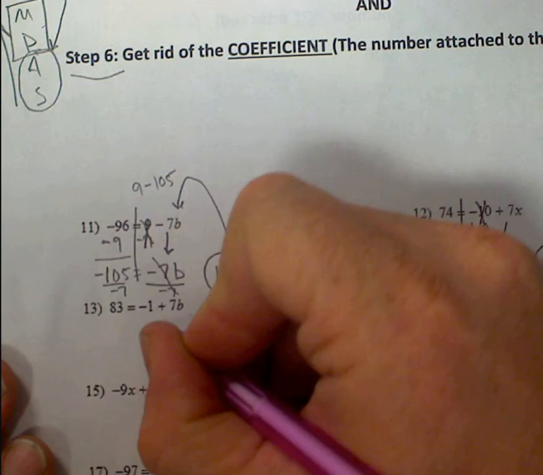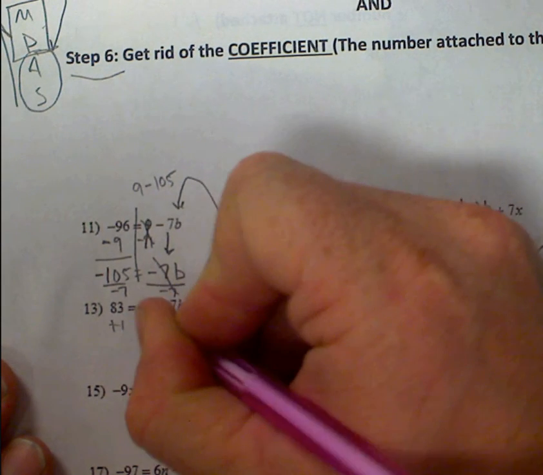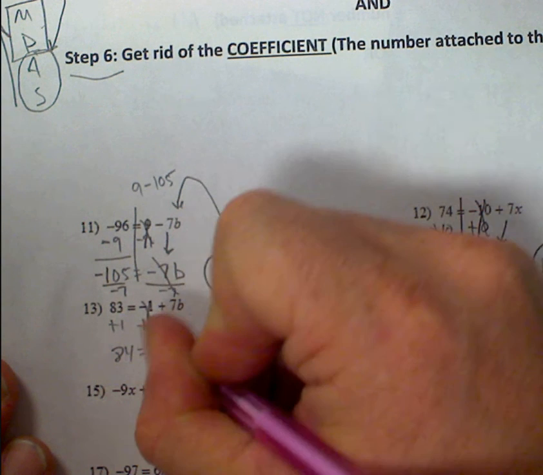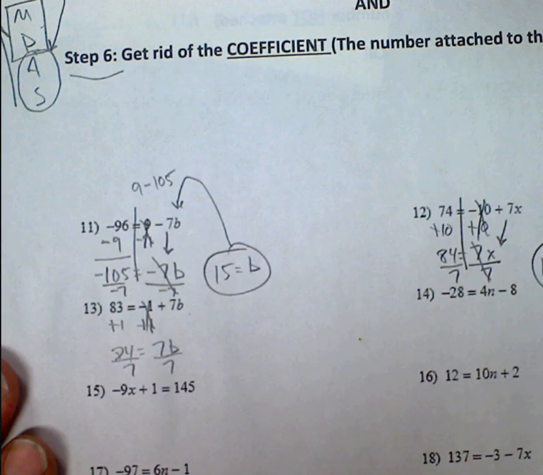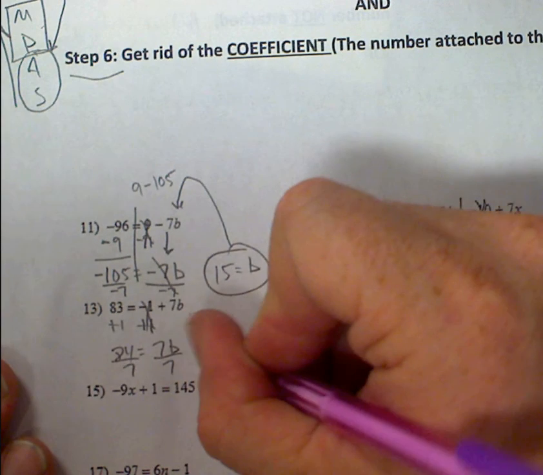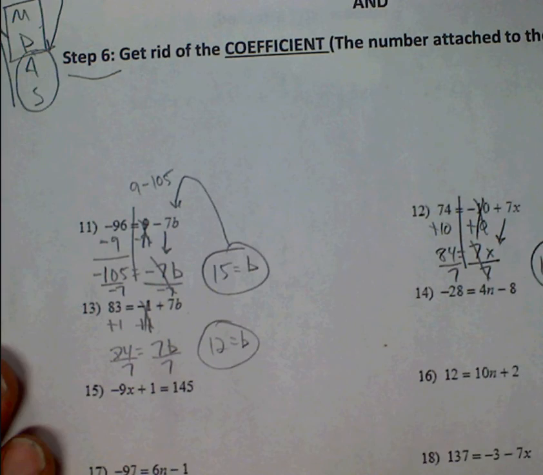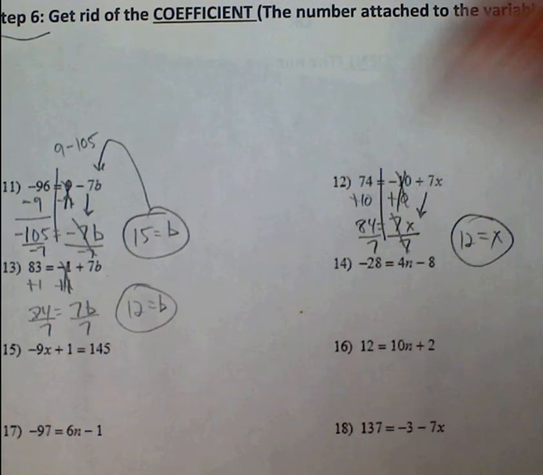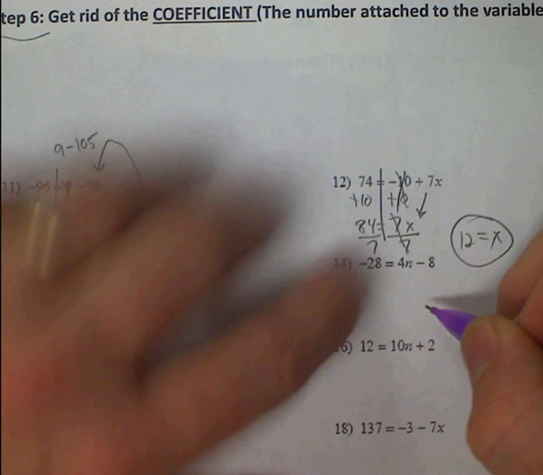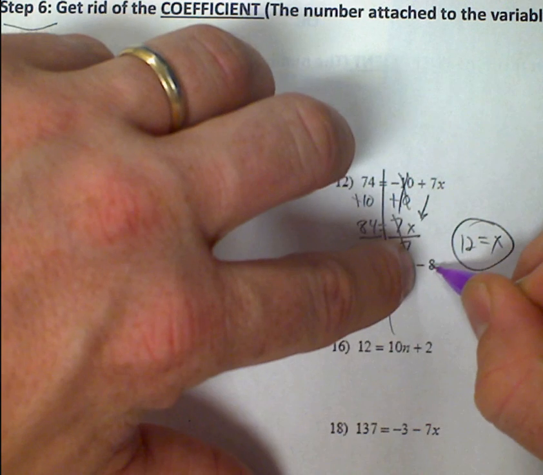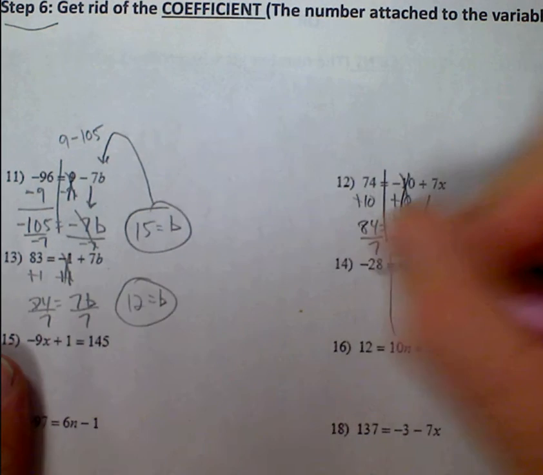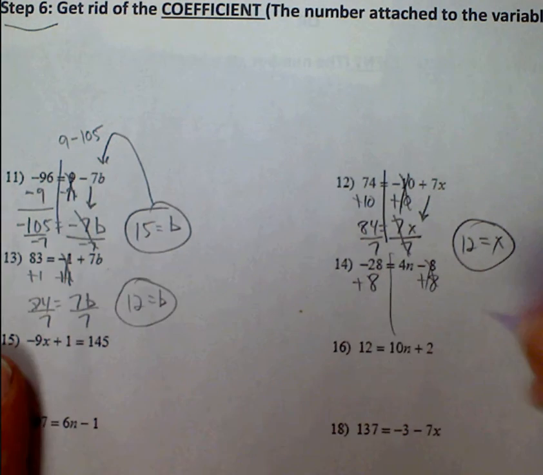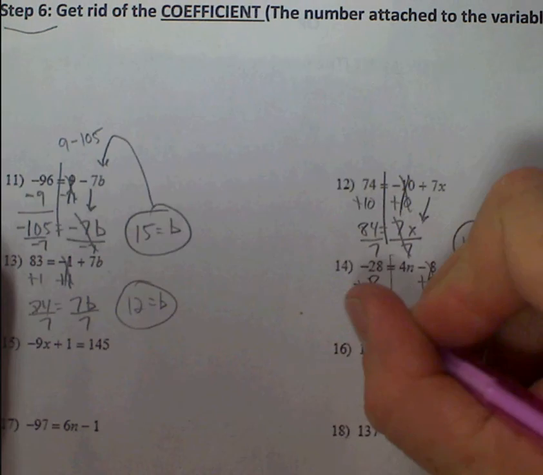On number 13, I would add 1 to both sides, get rid of the number not attached. That's 84. 7b. Divide by 7, divide by 7, and I get 12 equals b again. Number 14, pause the video and try. On number 14, the number not attached is minus 8. So I got to add 8 to both sides. Debt 28 plus 8 is less debt. Negative 20 equals 4n.